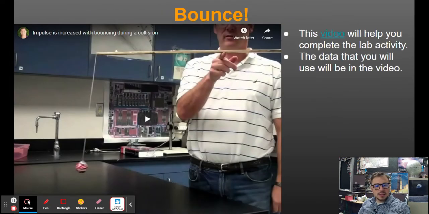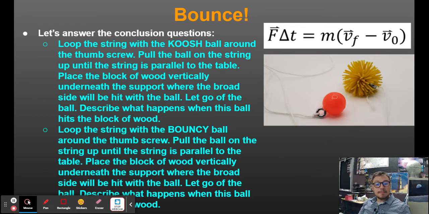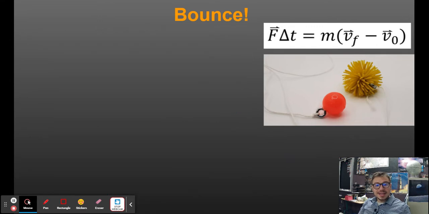So we did this lab, we did the bounce lab. If we look at the bounce lab, there's a koosh ball and there's a bouncy ball. And what you do is you take them and you swing them into a block of wood. They have the same mass, except one's going to bounce and one's not. And what you should notice is when you swing that koosh ball into that block of wood, it doesn't fall over. When you swing that bouncy ball into the block of wood, it does.